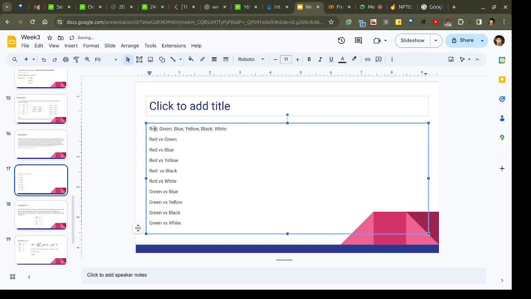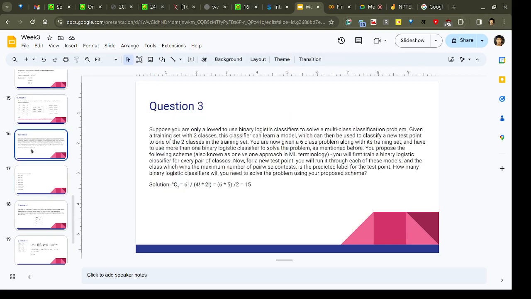For red you have to compare against 5 others. For green you have already compared with red, so you have to compare with the remaining 4. For blue, in the previous steps we have already done red and blue, and green and blue, so you have to calculate for the rest, like that. If you take all of them, it will be 15 different classifiers. Okay, so this is the question here.